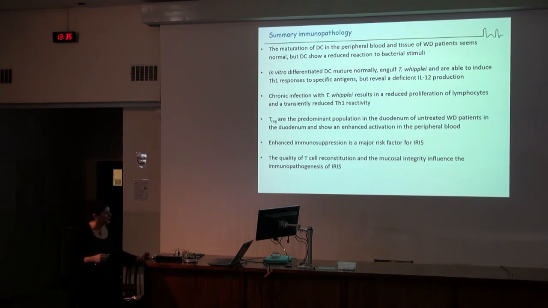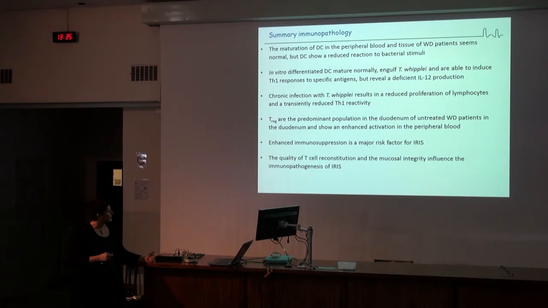We see that the maturation of dendritic cells is impaired in the Whipple's disease patient, and the most important thing is that there will be a deficient IL-12 production, which prevents proper induction of Th1 reactivity. In chronic infection, this pathogen reduces proliferation of lymphocytes, and there is a transiently reduced Th1 reactivity.